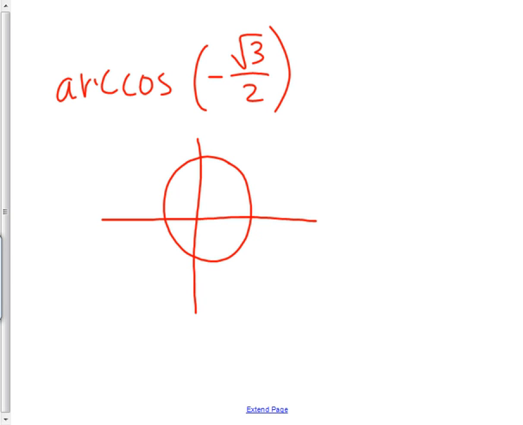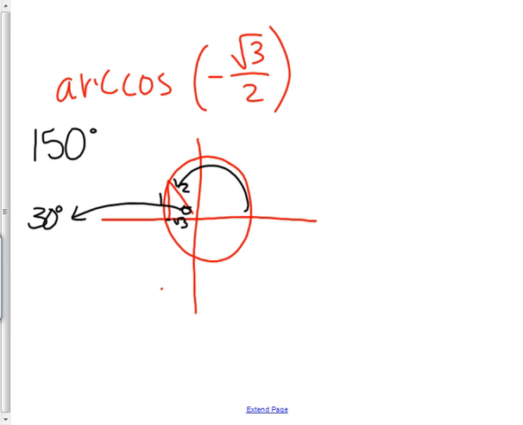Now, knowing what we know about ranges, what quadrant are we going to actually focus on? 2. Because our answer could never be here, because it doesn't fit our range for arc cosine. So we draw our triangle. Here's my angle, and it's adjacent over hypotenuse. And so what is that angle measure? Yep, so that's 30 degrees. So what is this angle measure? 150 degrees.